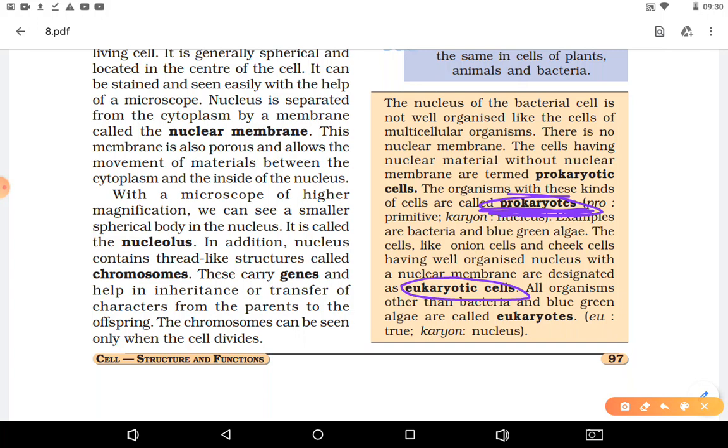ठीक है. So prokaryote and the eukaryote, this is the very important difference here. The prokaryotic cells do not have the nucleus. Nucleus is not present here.